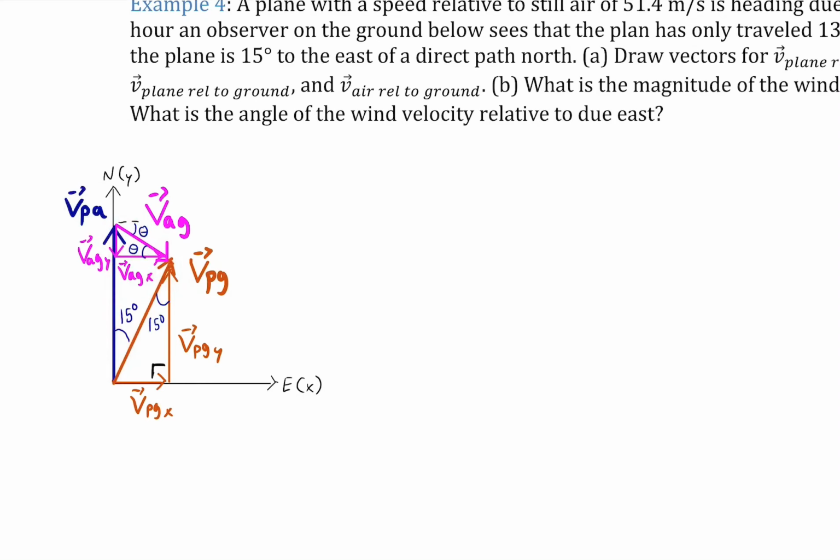And this might throw people off because the vector that's the sum of the first two, the velocity of the plane relative to the ground, is actually shorter than the velocity of the plane relative to the air.